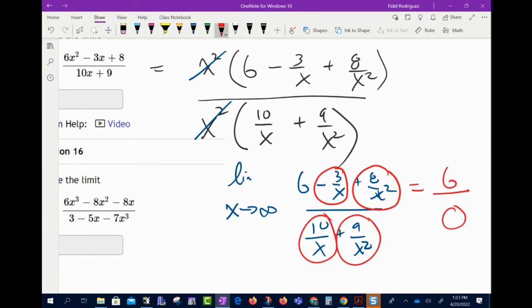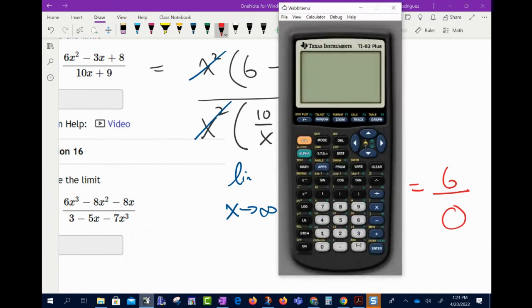Now, y'all, since my denominator is getting smaller and smaller and smaller, I want you to think about what that means, okay? So let's do it like this. Let's divide 6 divided by, say, 0.1. 6 divided by 0.1, 60. 6 divided by 0.01, 600. 6 divided by 0.001, 6,000. So do you see what's happening as my denominator gets smaller and smaller and smaller?